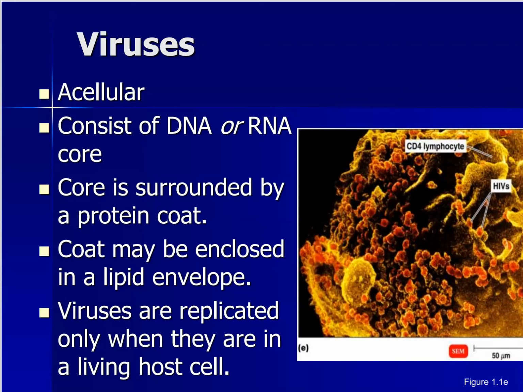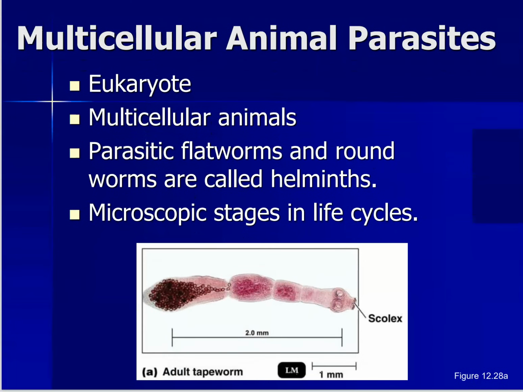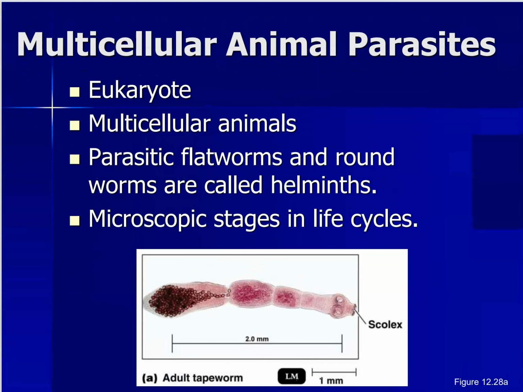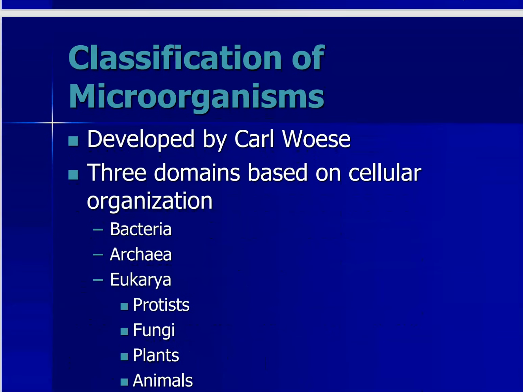So there's this controversy about where to categorize them, because they are acellular. That means they are not cells. They cannot reproduce on their own, but they sure can reprogram your cells to make more viruses. And in that sense, they can do a lot of harm. And of course, we will be talking quite a bit about viruses throughout this course. Then we have also multicellular animal parasites. What comes to mind right away would be parasitic worms, and we will have a lab on that as well.